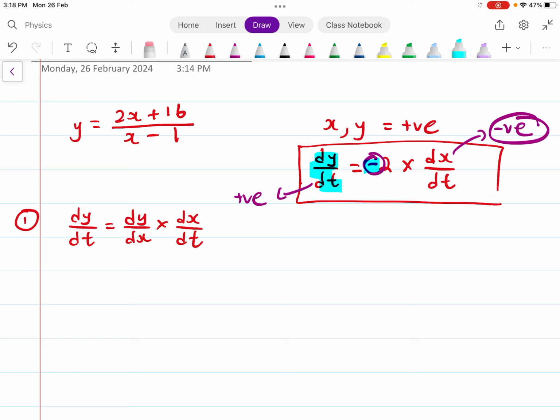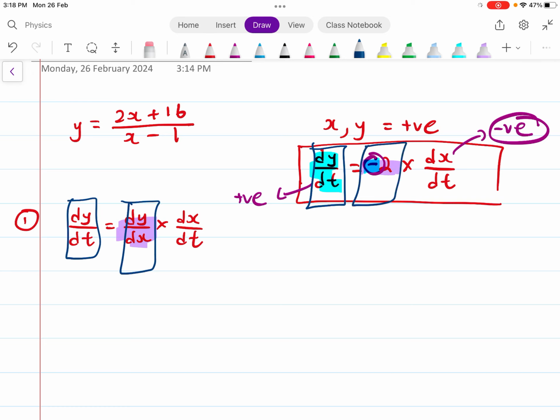The very first step is also to write down the chain rule, meaning dy/dt equals dy/dx times dx/dt. If you compare this and this, they actually look the same. The left hand side is dy/dt, the right hand side is dy/dx, then next will be dx/dt. So I can safely conclude that dy/dx is equal to negative 2.